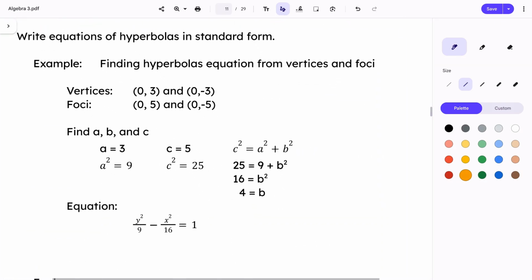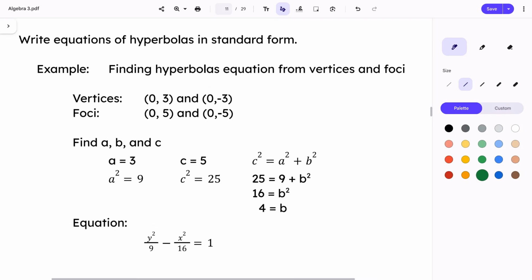Okay, now we're going to write equations of these hyperbolas. They're going to give us some information about them, and then we're going to have to try to figure out how to write it. So, for example, the first situation that you might run into is they give you the vertices and they give you the focus points, and we really got to look at how they're written to know whether it was major vertical or major horizontal. So the vertices are 0, 3, and 0, negative 3. The foci are 0, 5, and 0, negative 5. Do you guys know, just by looking at these, is this major vertical or major horizontal?